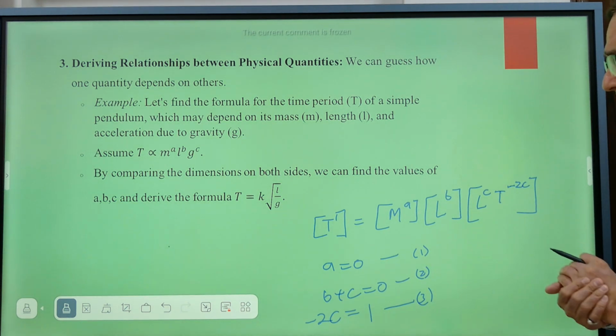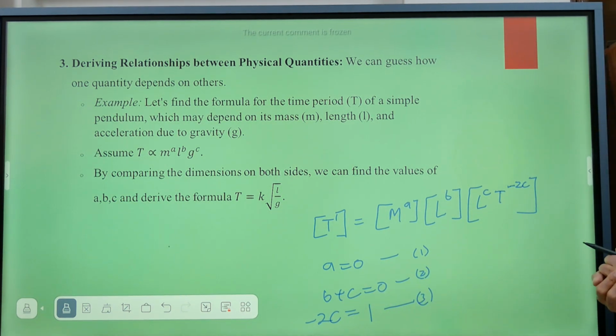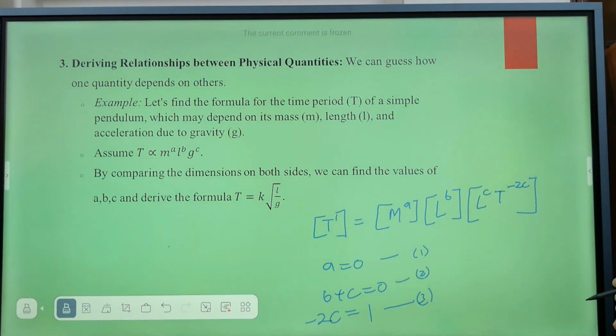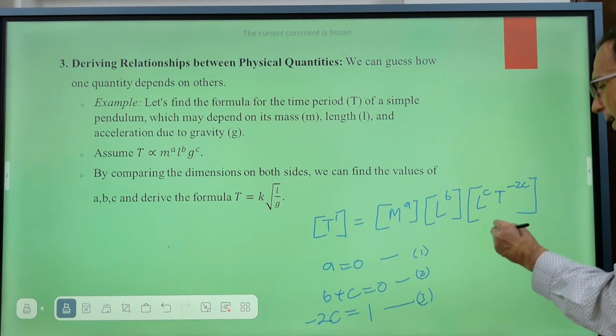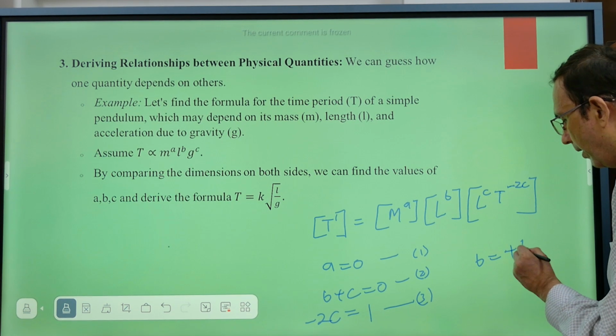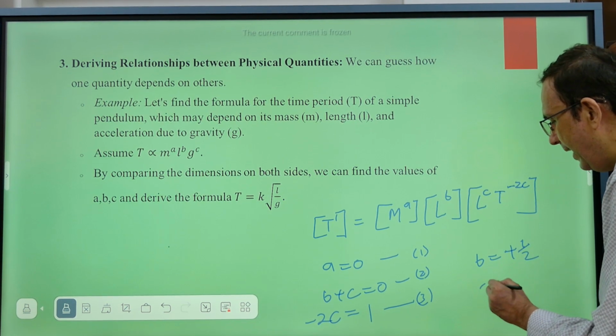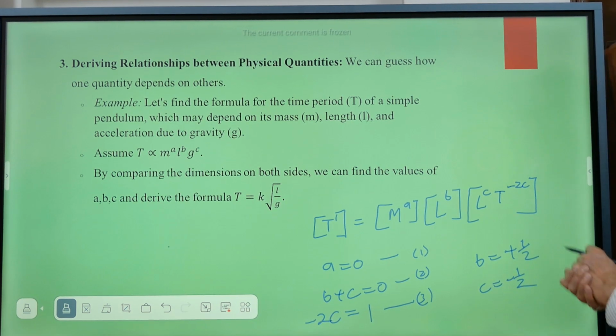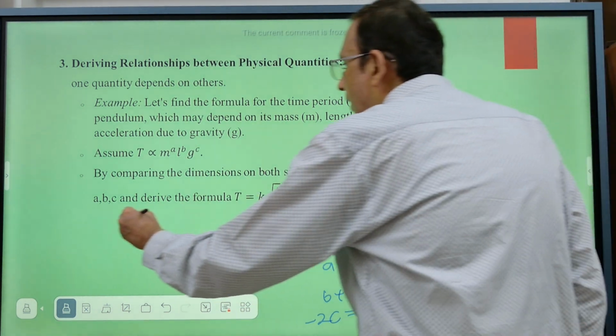So a is equal to 0. Similarly, from the third equation, c is equal to minus half, and then b plus c is equal to 0, so b is equal to plus half. So what you get is b is equal to plus half and c is equal to minus half. Okay, so you just plug in these values into T.